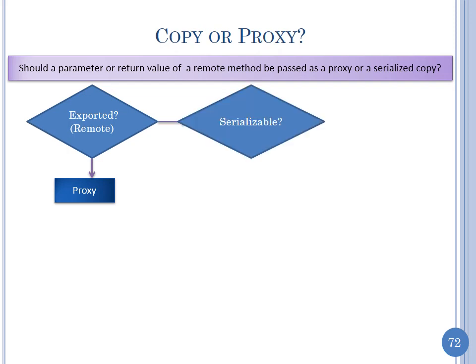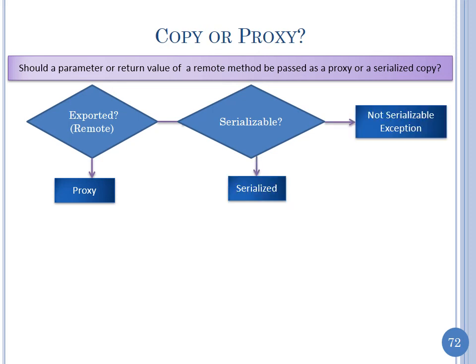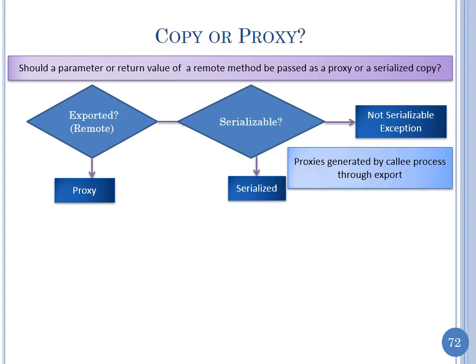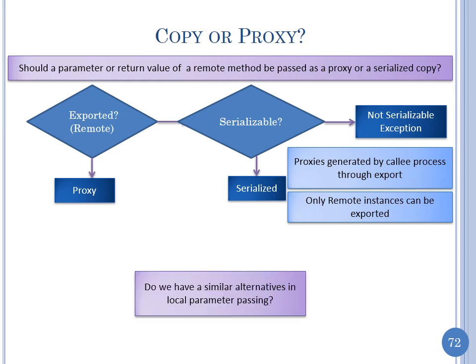If it is not exported, it says, is it serializable? If it's serializable, then it creates a copy of the object using the serialization techniques we talked about earlier. It might use JSON, it might use something else, but it sends a serialized copy of that. And if it's not serializable, you get a not serializable exception. So again, proxies are generated by the callee process through export in RMI. And only remote instances can be exported, as I've said many times. So you see that parameters can be passed differently.